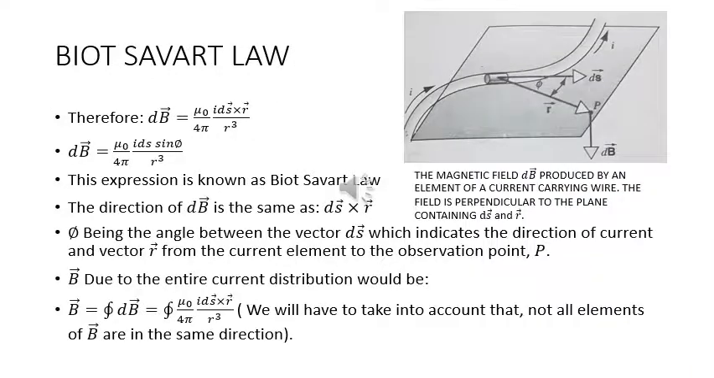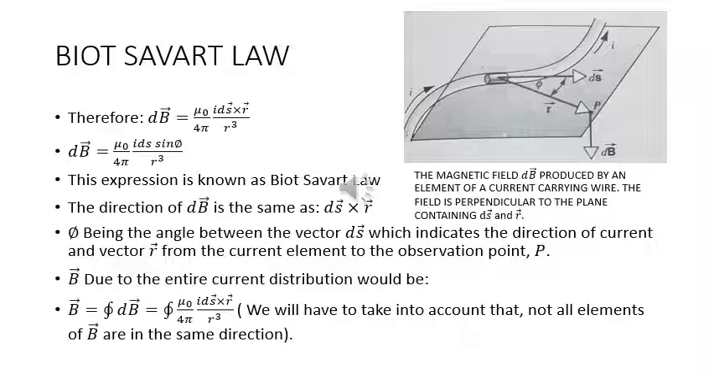Therefore, dB is equal to mu 0 by 4 pi I ds cross r upon r cubed. So dB is equal to mu 0 by 4 pi I ds sine phi upon r cubed. And it is this expression which is known as the Biot-Savart law. The direction of B is the same as ds cross r, phi being the angle between the vector ds, which indicates the direction of current, and the vector r from the current element to the point of observation P.